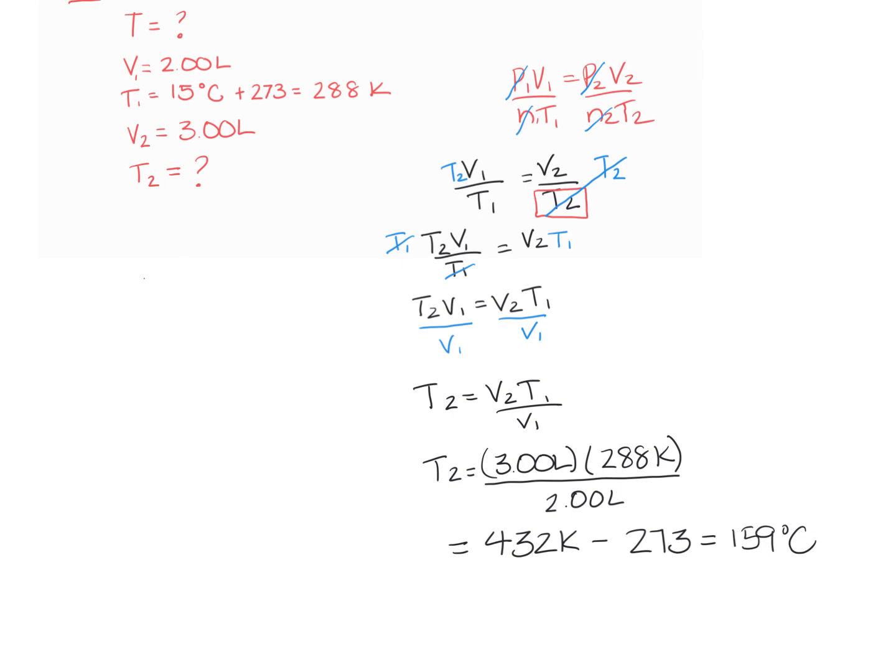Now, this is an example of Charles' law, where we see the volume is increasing. Because volume and temperature are directly proportional, you would expect to see the temperature increase. The temperature was 288 Kelvin, and now the temperature is 432 Kelvin. So that's a great double check. Again, we're using our knowledge of individual gas laws to double check what our answers will be.